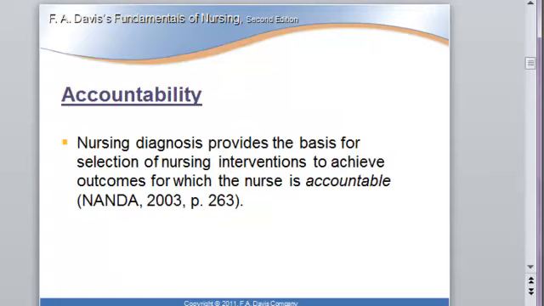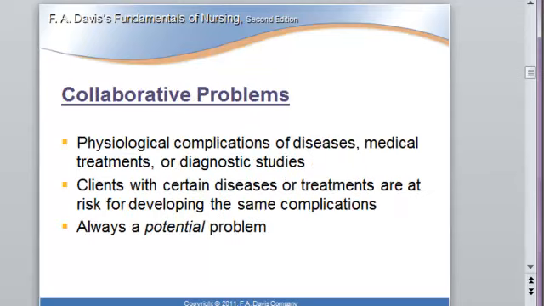Nursing diagnosis provides the basis for selection of nursing interventions to achieve outcomes for which the nurse is accountable. So when we gather our data and make our assessment, we're accountable for that assessment and for making a nursing diagnosis based on it so we can provide good outcomes for our patients.